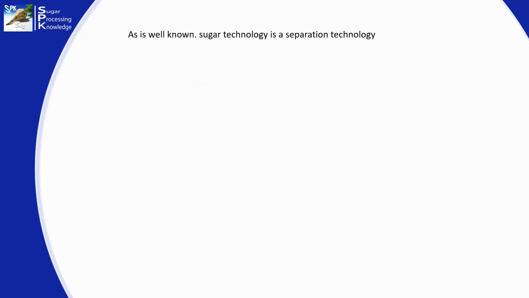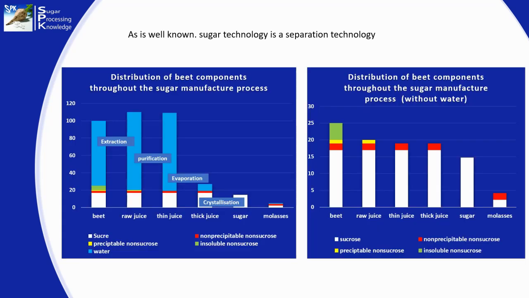As is well known, sugar technology is a separation technology. The separation of essential components or groups of elements in the main process steps of extraction, juice purification, evaporation, and crystallization in sugar manufacture are graphically shown in Figures 1 and 2. In Figure 2, the water content is not shown in order to highlight the distribution of the other beet components from one process step to the other.